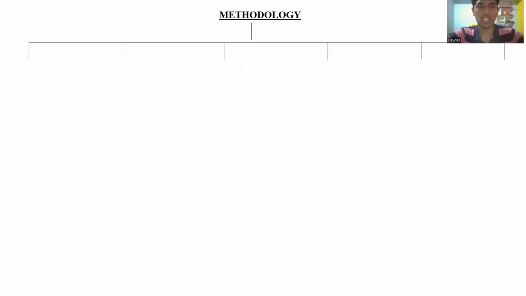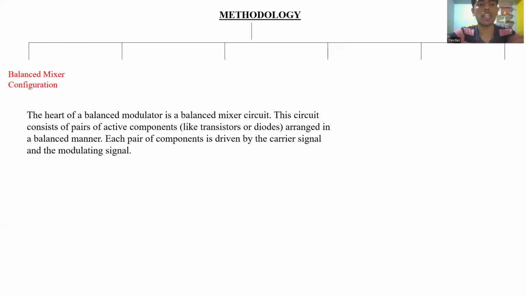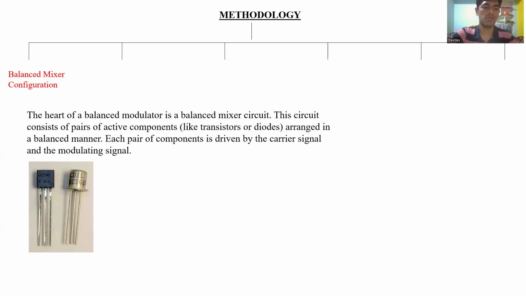Now let us look at the methodology of AM circuits, or specifically of balanced modulators. Balanced mixer configuration. The heart of a balanced modulator is a balanced mixer circuit. This circuit consists of pairs of active components like transistors or diodes arranged in a balanced manner. Each pair of components is driven by the carrier signal and the modulating signal. So these are the two types of transistors you can see.